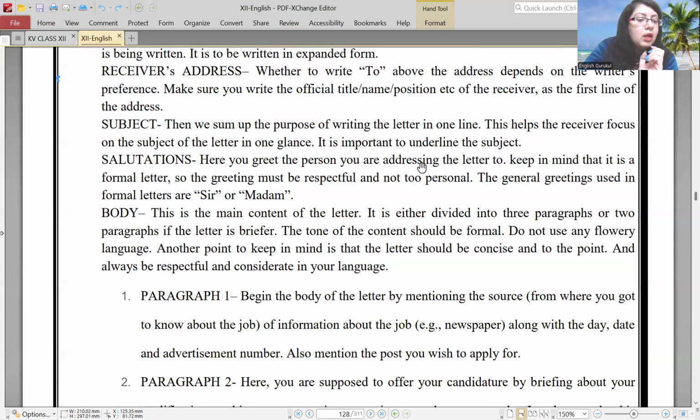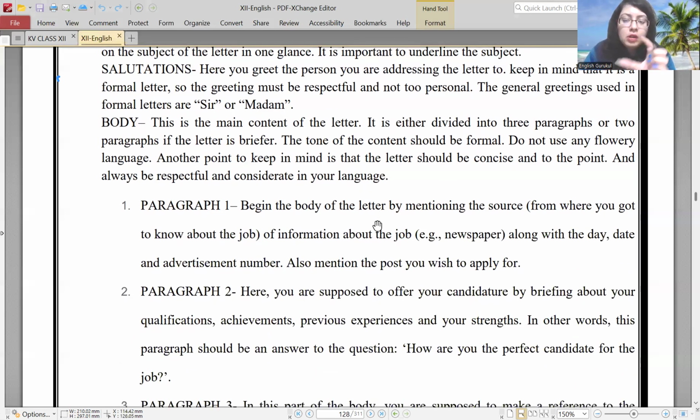Then we have the body. This is the main content of the letter. It is either divided into 3 paragraphs or 2 paragraphs. Majorly, it is divided into 3 paragraphs.